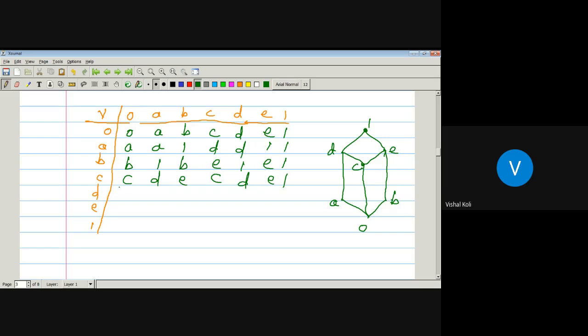Okay. Now, D with 0, D. D with A, D. D with B, 1. D with C, which is D. Sorry, D with D, D. D with E, 1. And D with 1, 1. Same for E. E with 0, E. E with A, 1. E with B, E. E with C, E. E with D, 1. E with E, E. E with 1, 1. 1 with every element is 1.